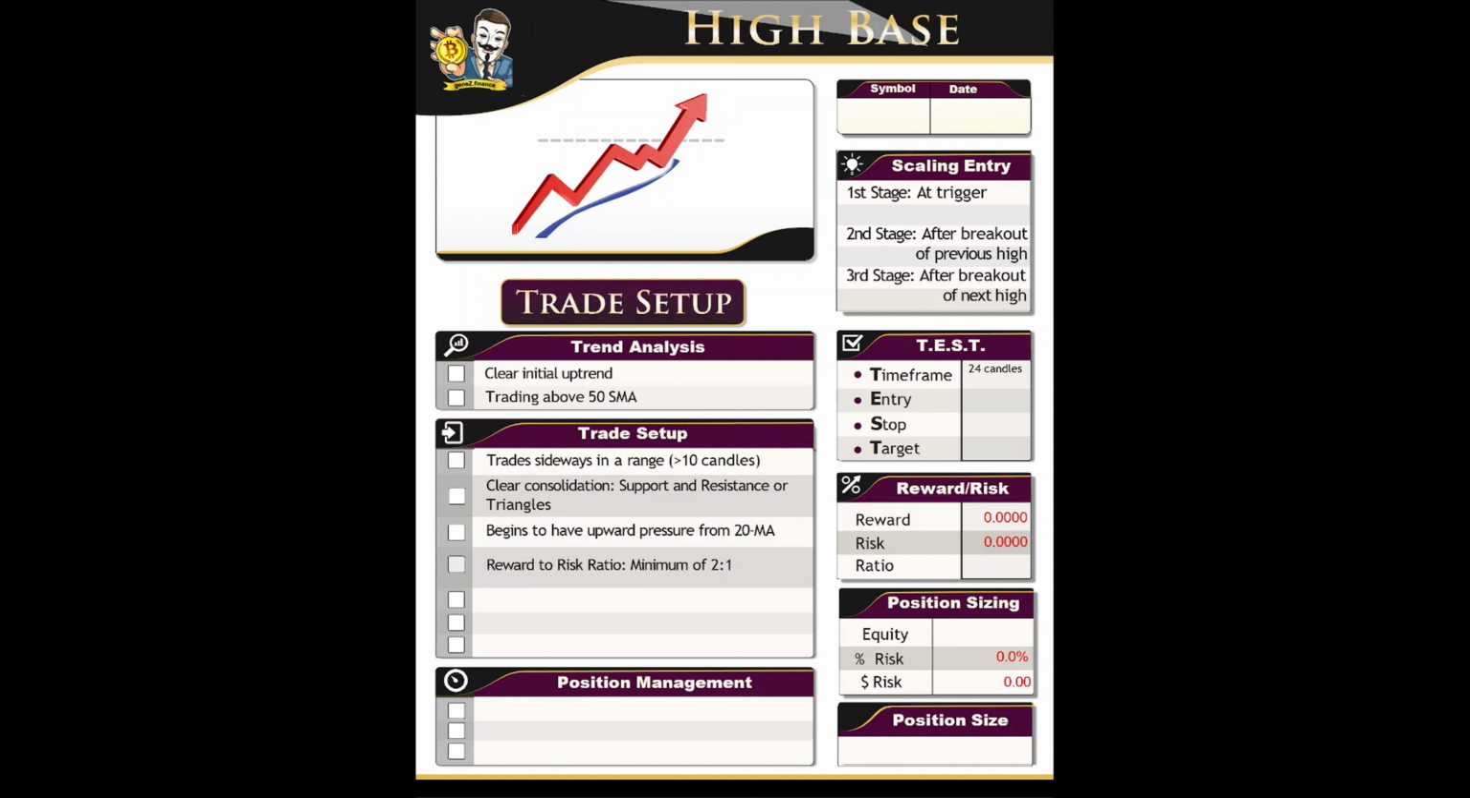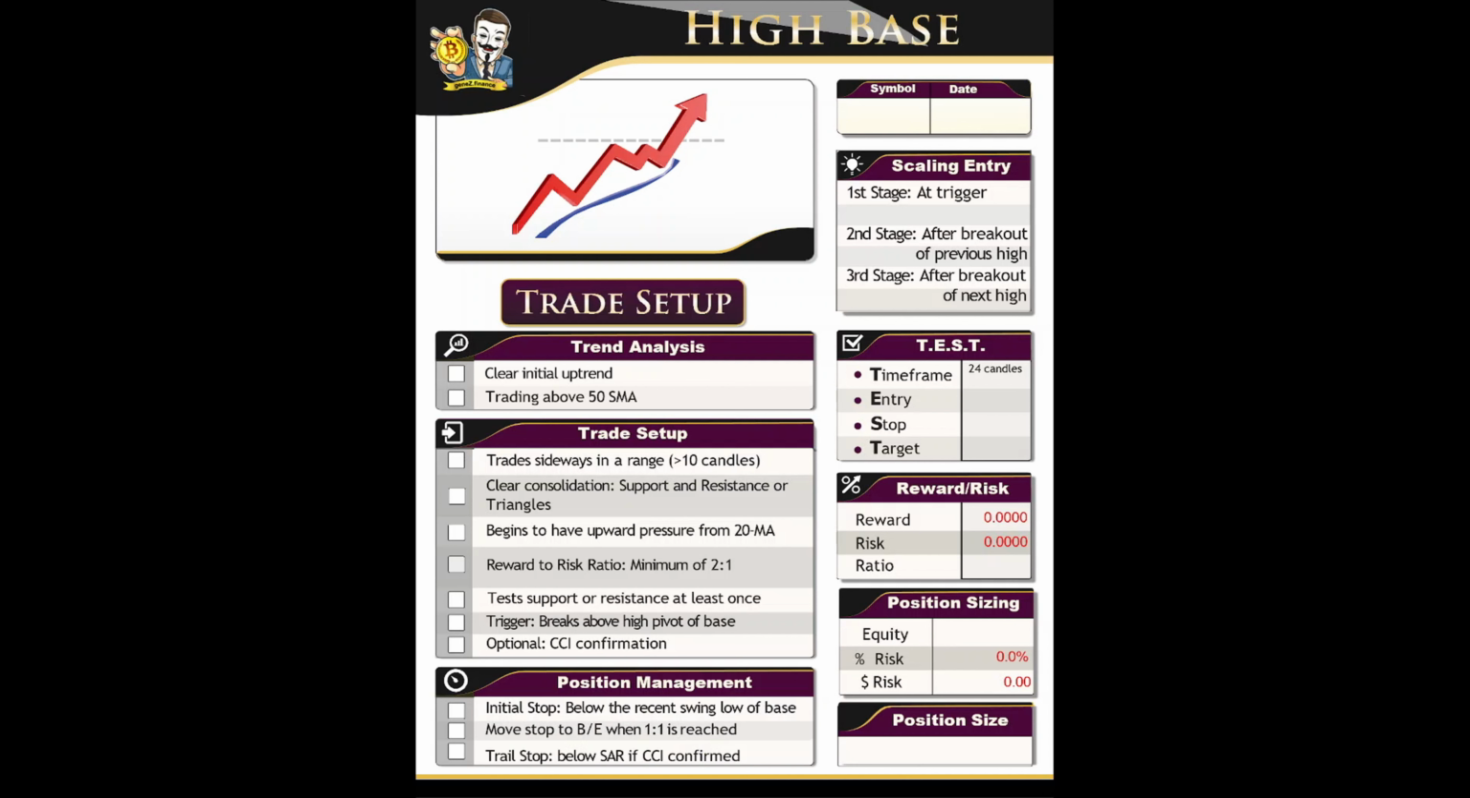We must set a minimum risk-to-reward ratio of 2-to-1. Before entering a trade, the price must have tested support or resistance at least once. The trigger occurs when the price breaks above the high pivot of the base, and we can use an additional indicator, such as the CCI, to confirm the upward momentum.